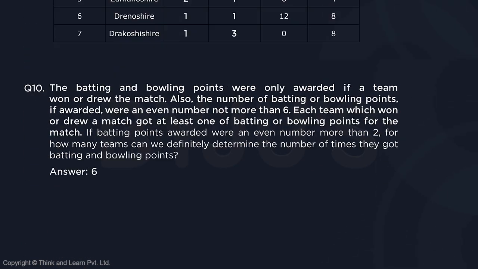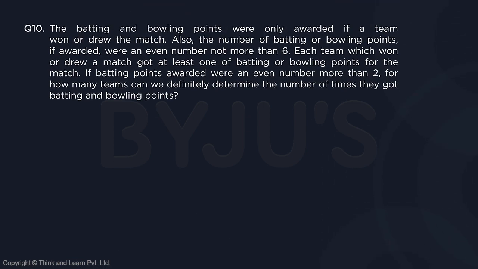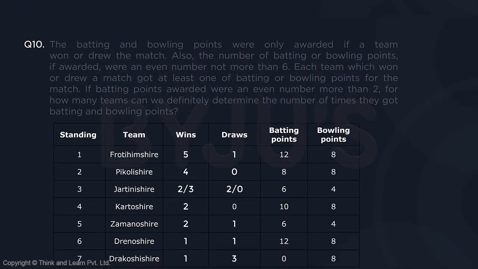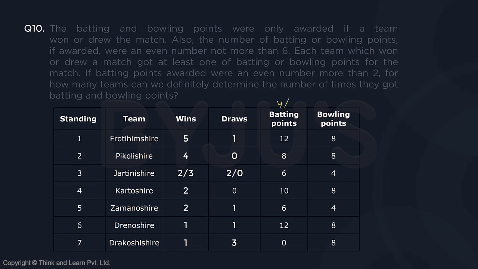Okay, here it is written that the number of batting points awarded were an even number more than 2. For batting, now more than 2, so either 4 or 6. So batting points is either 4 or 6. That could be 2, 4 or 6. Okay. Now we have 6 matches here. So 12 minimum 4 I can take. So I can take 4 plus 4 plus 4, 12. I can take 6 plus 6, 12.